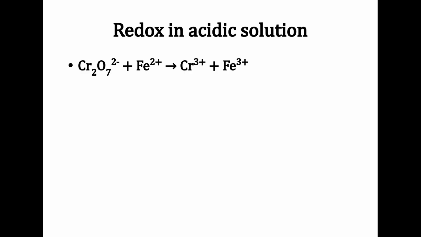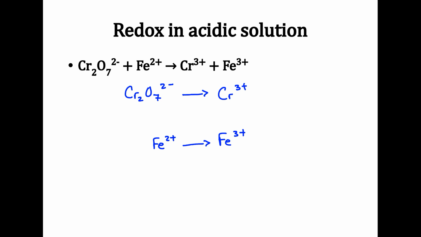So here what we have is the dichromate ion plus Fe2+ yields chromium 3+ plus iron 3+. So let's start by separating out the metals and writing our half reactions. I will start by writing out Cr2O7 with a 2- charge, going on to form Cr3+. And then we also have iron, which is Fe2+, going on to form Fe3+. All right, so that's the first step, to write those two half reactions.